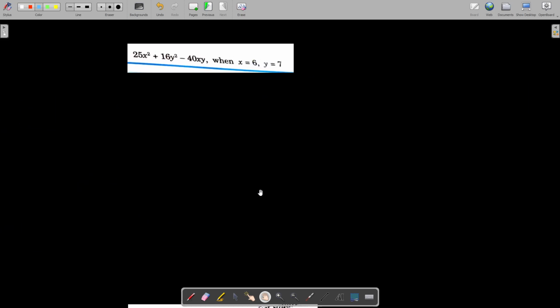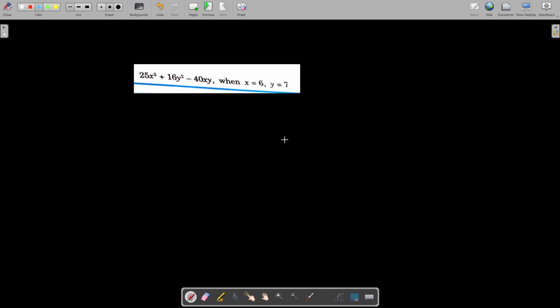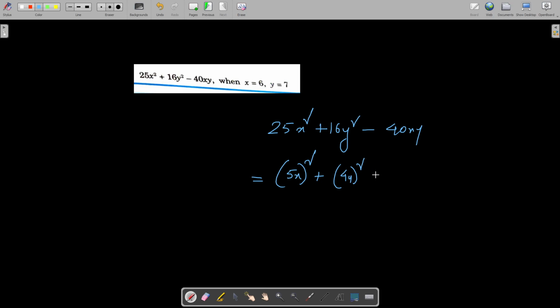It will be this question, yeah. Quite similar to the previous question. So the expression given is 25x squared plus 16y squared minus 40xy. Let's try to simplify it. 25x square I can write 5x whole square. 16y square I can write 4y whole square. Then it's in negative, so let's see if it's 2 into a into b.